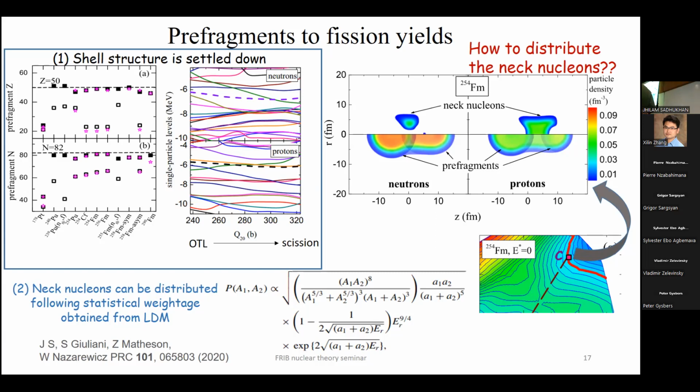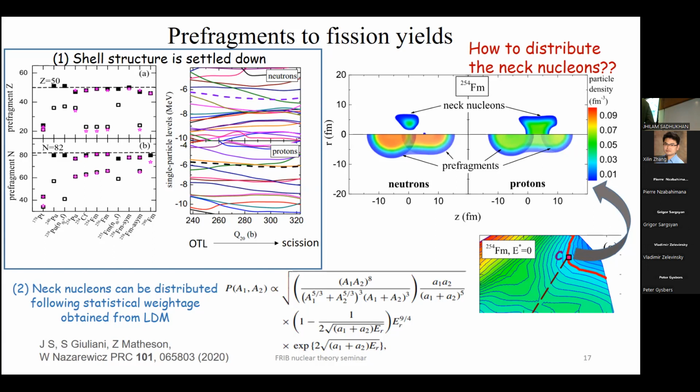And not only that, if we estimate the single particle levels from the outer turning point to scission, we can see that this dashed line is the Fermi energy, and there are no level crossings near this Fermi energy. So we can assume that these prefragment structures are really stable. This continues up to scission.